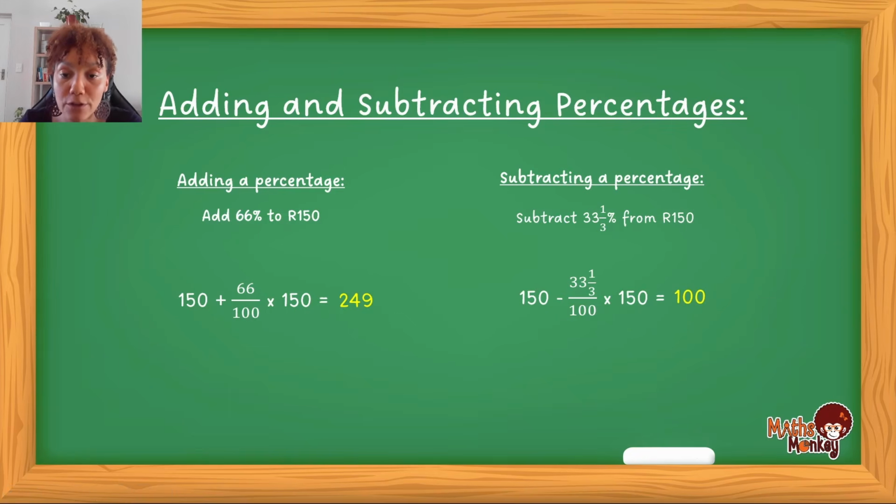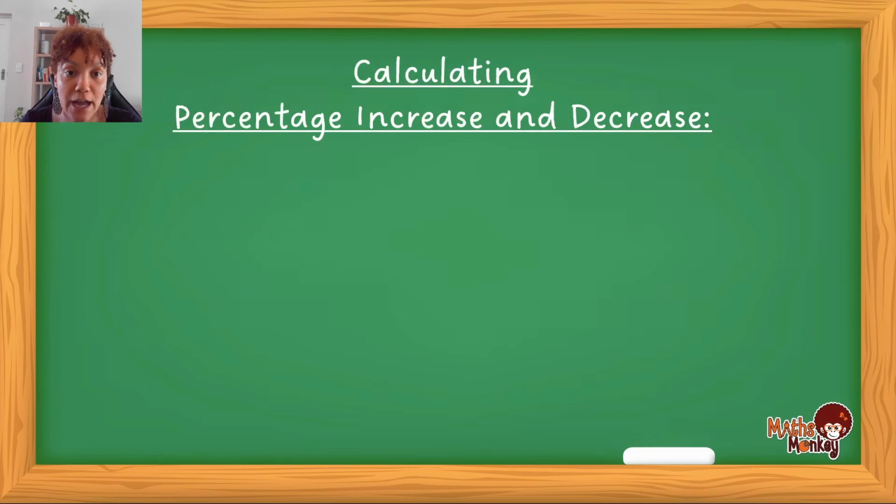Now please be careful to make sure that you type this correctly in your calculator, especially the mixed fraction in a fraction. Let me know in the comment section if you would like me to show you how to do this on the calculator. Otherwise, you can check it now and make sure that you're getting the correct answer, and make sure that you get 100 so that you know that you are using your calculator correctly. Okay, so adding and subtracting percentages, this is how you are going to do it.